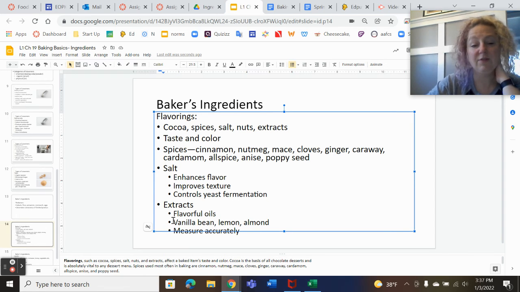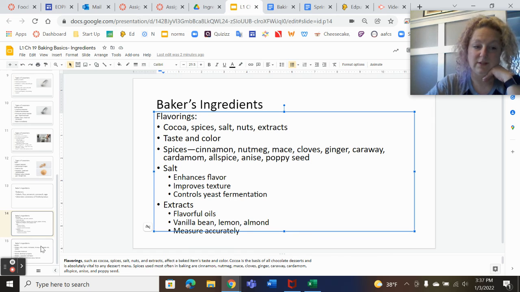You also have things like vanilla bean or lemon or almond. It's really important because extracts are usually very strong that you use them wisely.